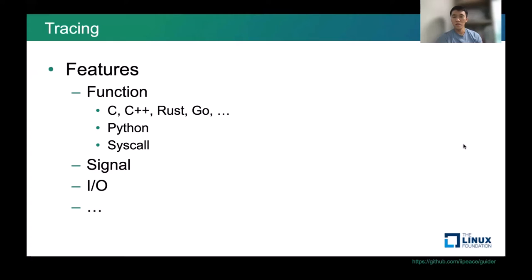The target of function tracing is divided into three kinds of thing. First, native calls such as C, Rust, and Go. Second, Python calls using interpreter. Last, system calls. Signal tracing is about signals delivered to the target. I/O tracing is about I/O operations at various levels, such as device, task, file.